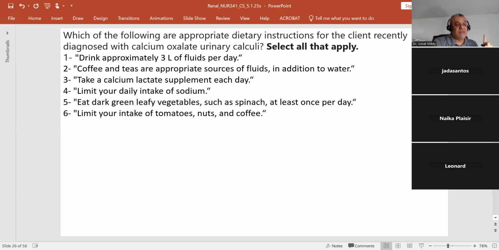Number 4, limit your daily intake of sodium. Yes, we can do that. But remember that this is an oxalate stone. It may not be highly recommended, but that's fine. With 4, you can say 4 also. What about 5?